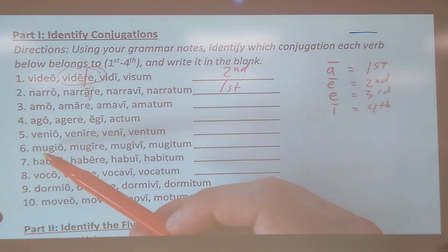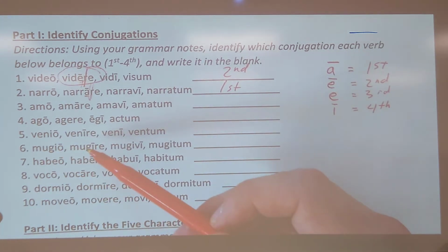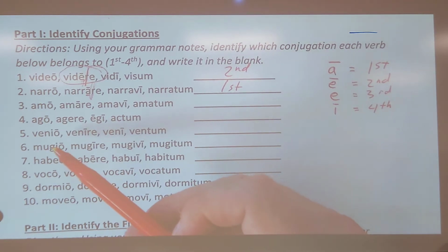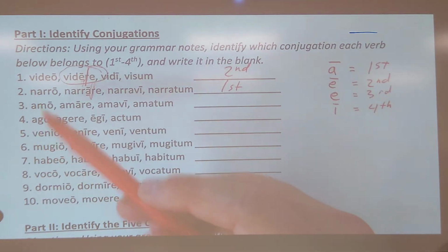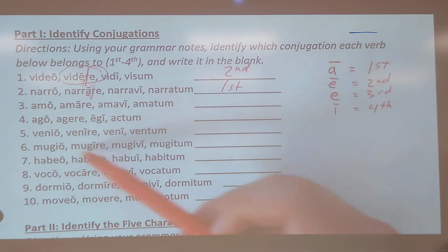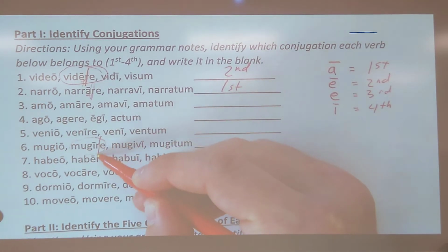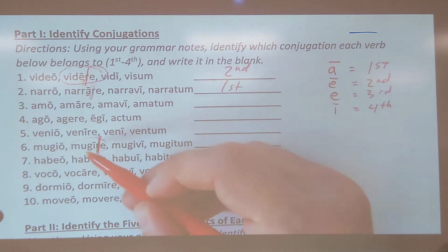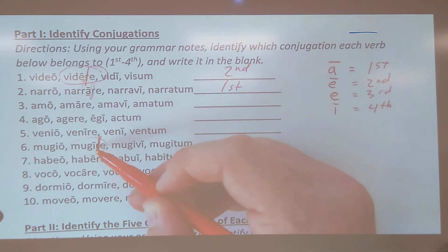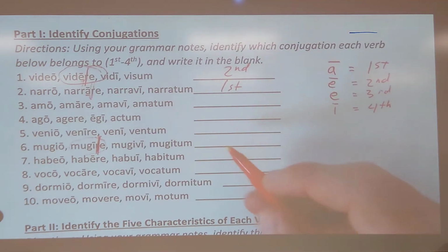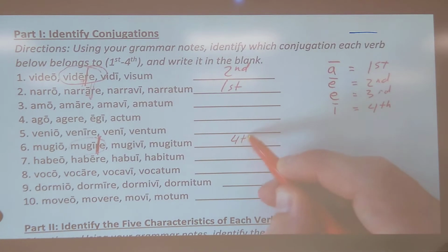Number 6, we have mugio, mugire, mugiwi, mugitum. So same deal. Sounds a little bit different, but works the same way. You go to your second principal part, you chop off the RE, and then what are you left with? A long I. Long I, fourth conjugation. So that's all you're doing here.